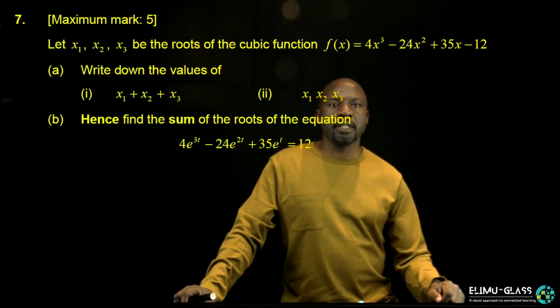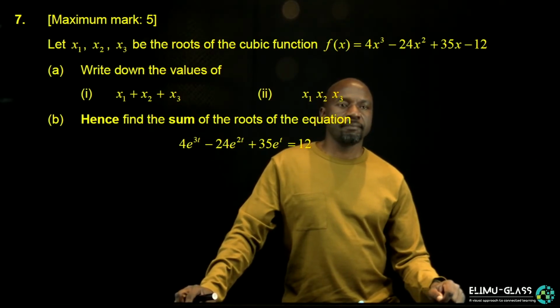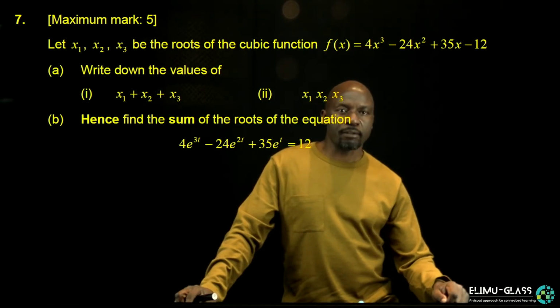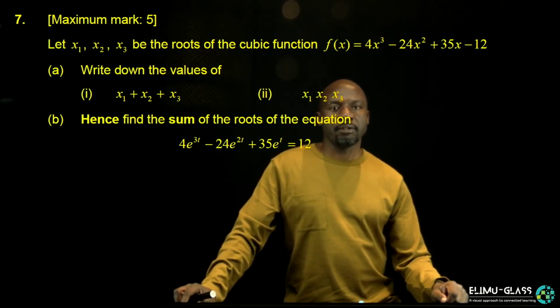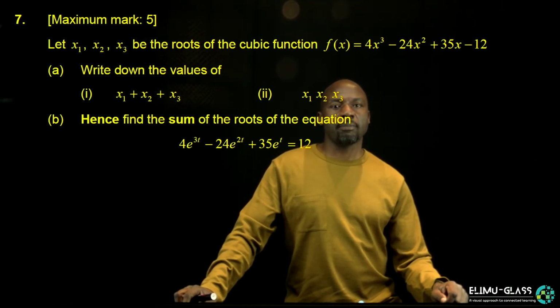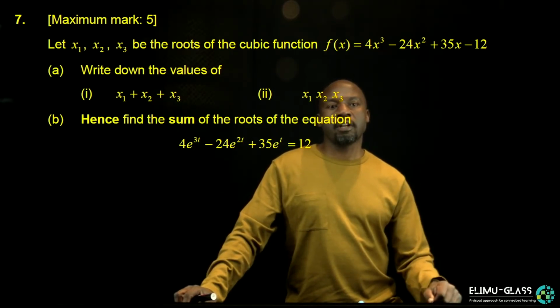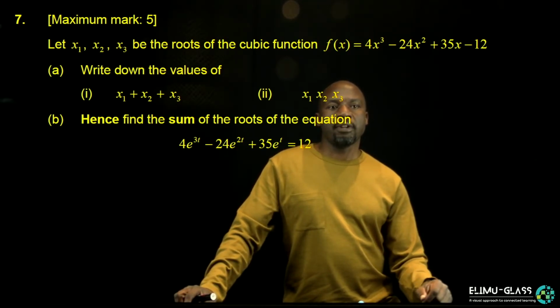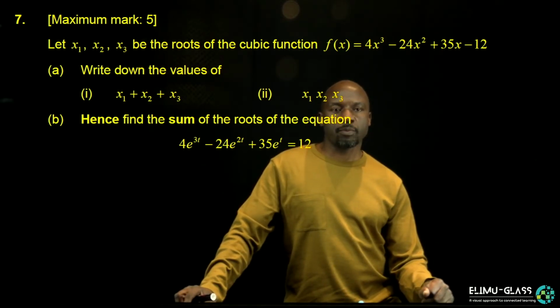So x1, x2, and x3 are the roots of a cubic function, which is f of x is 4x cubed minus 24x squared plus 35x minus 12. We are supposed to write down the values of x1 plus x2 plus x3, and part 2 is the product of the roots. So in fact, the first one is the sum of the roots, the second part is the product of the roots. Part B requires us to use that information to find the sum of the roots of the lower equation, which is basically an exponential equation.